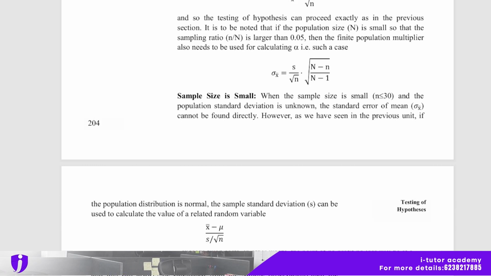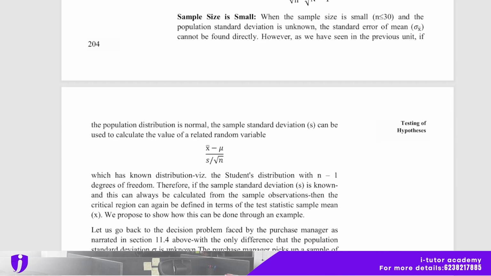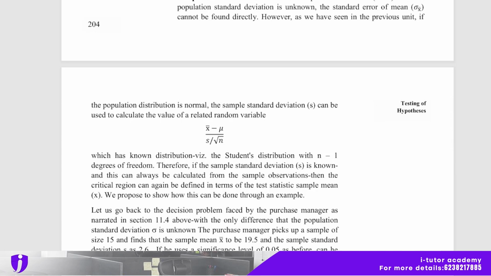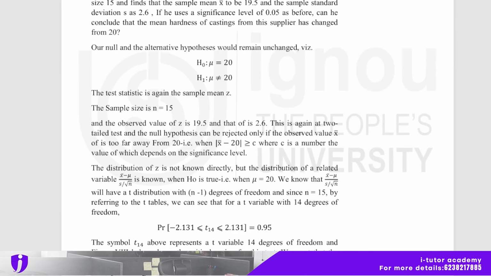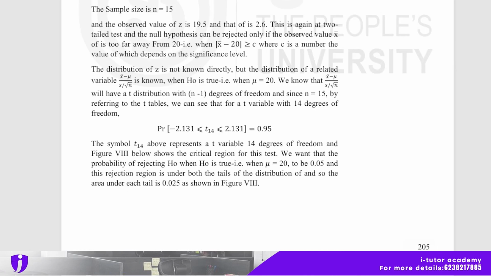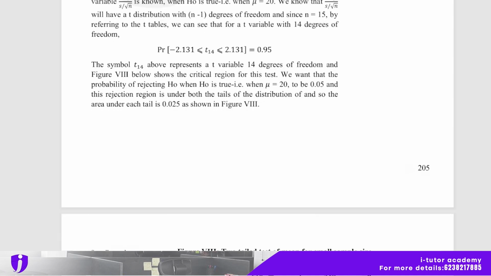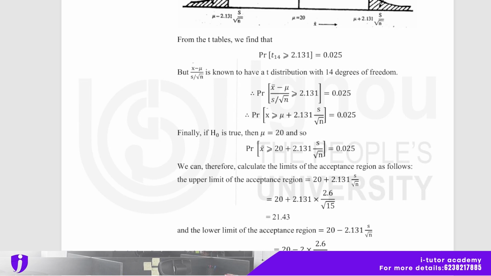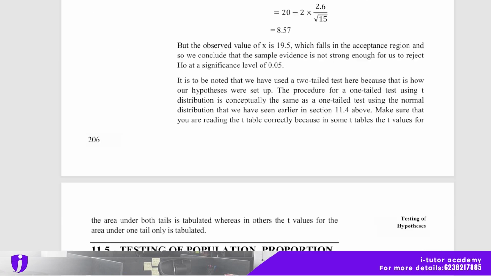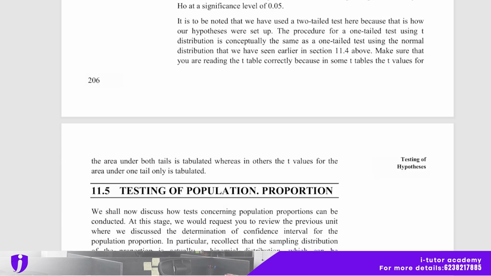When the sample size is small and the population standard deviation is unknown, the standard error of the mean cannot be found directly. However, as we have seen in the previous unit, if the population distribution is normal, the sample standard deviation can be used to calculate the value of a related random variable. So these are the known and unknown population cases. The two-tailed test of mean for small sample size: here is a chart and equation also. So you just go through your IGNOU study material MMPC005 Unit 11 subsection 4.